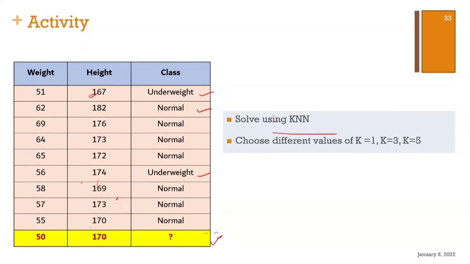So solve it using K nearest neighbor, choose different values of K, try for K is equal to 1, K is equal to 3, K is equal to 5. Are you going to get the same answer? Is one K working for you and the other one is getting less good results? So when you try it out, that will give hopefully a better understanding of the system.